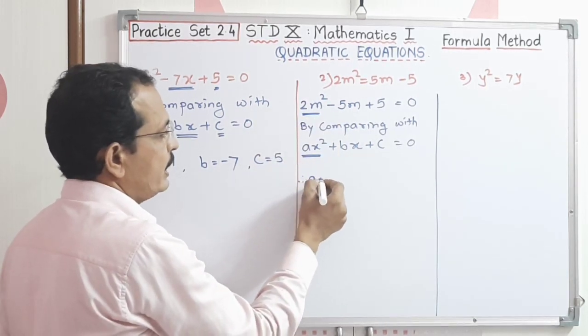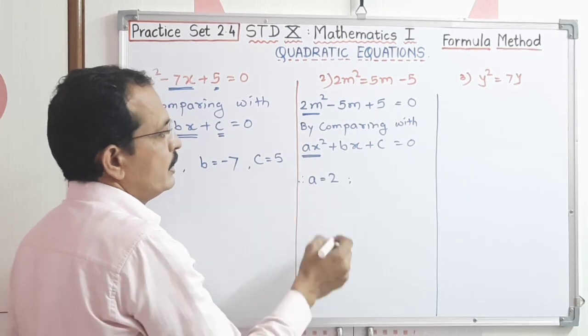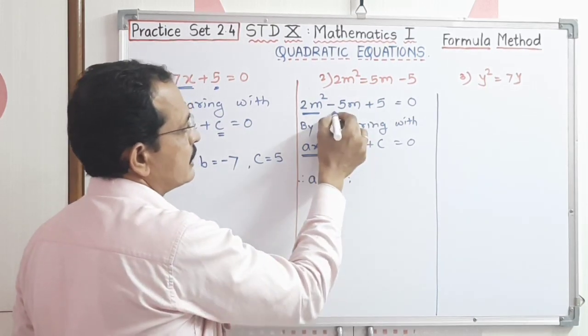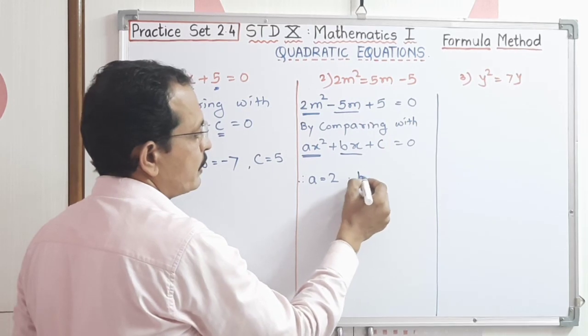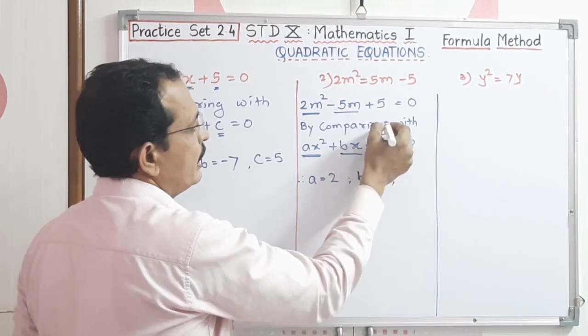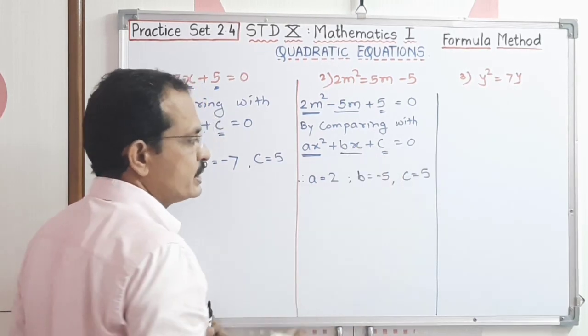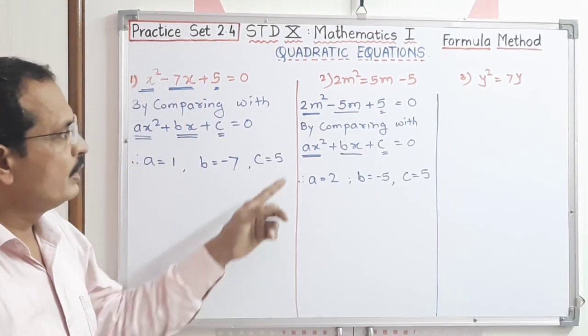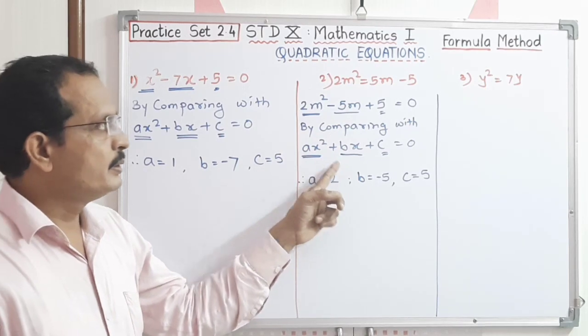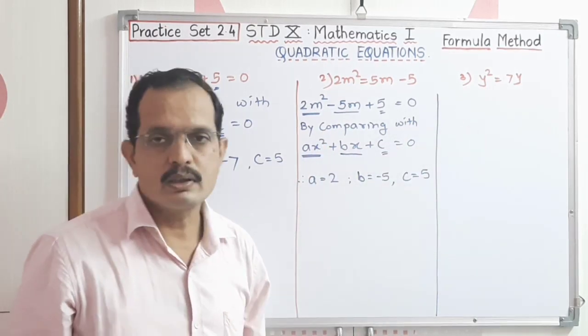Therefore we can write a is equal to 2. Then dear students, bx and this minus 5m, therefore b is equal to minus 5, and c with this constant, therefore the value of c is equal to 5. Remember this here. Now start with the third equation.